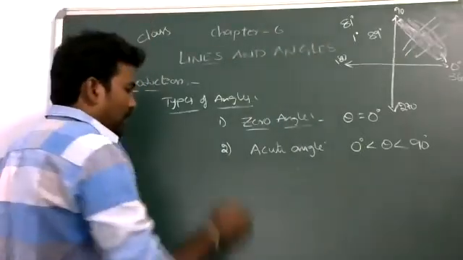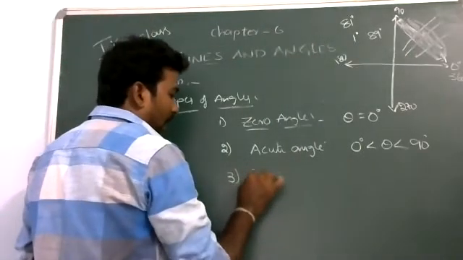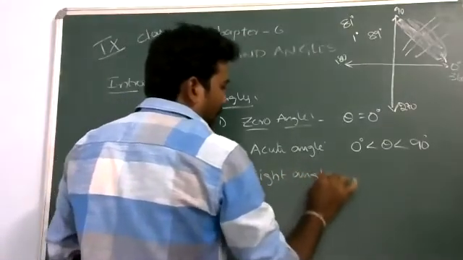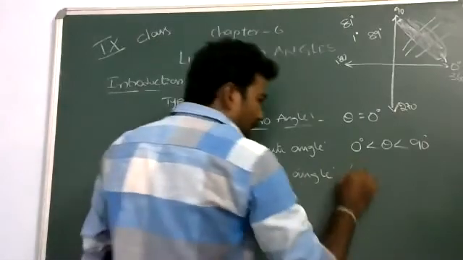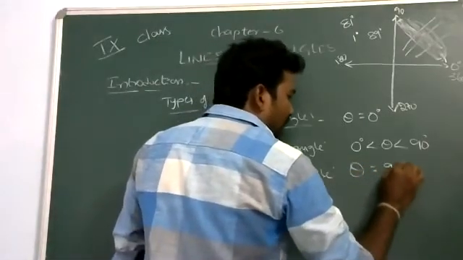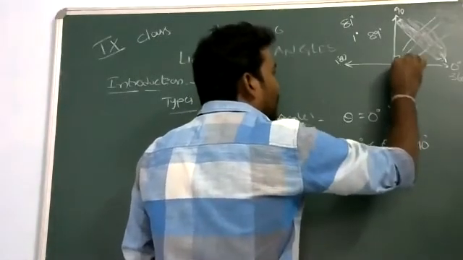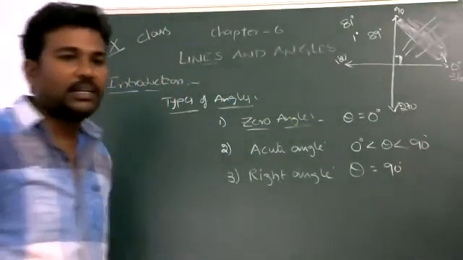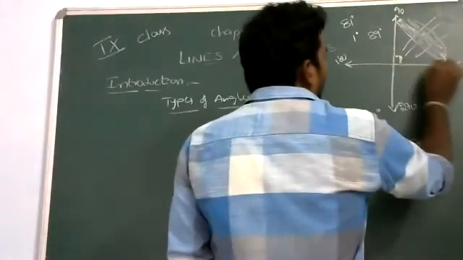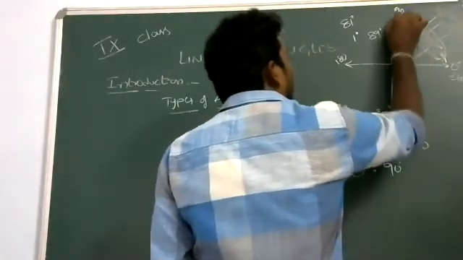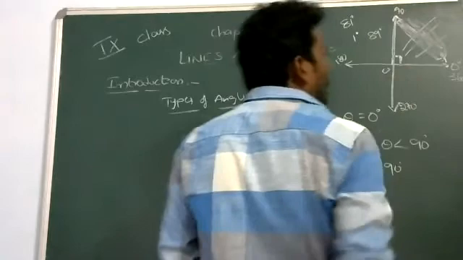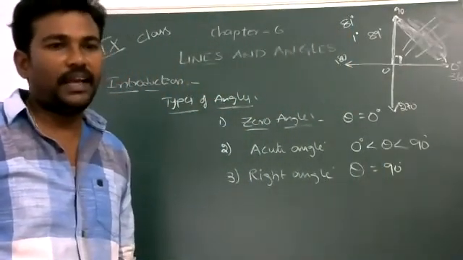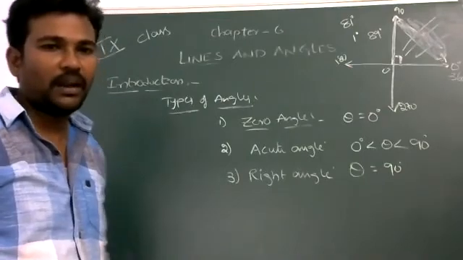Then comes the third one, right angle. Already you know very well, if theta equals exactly 90 degrees, then you can see this symbol. That means the angle between the two arms is 90 degrees. Then those angles are called right angles.